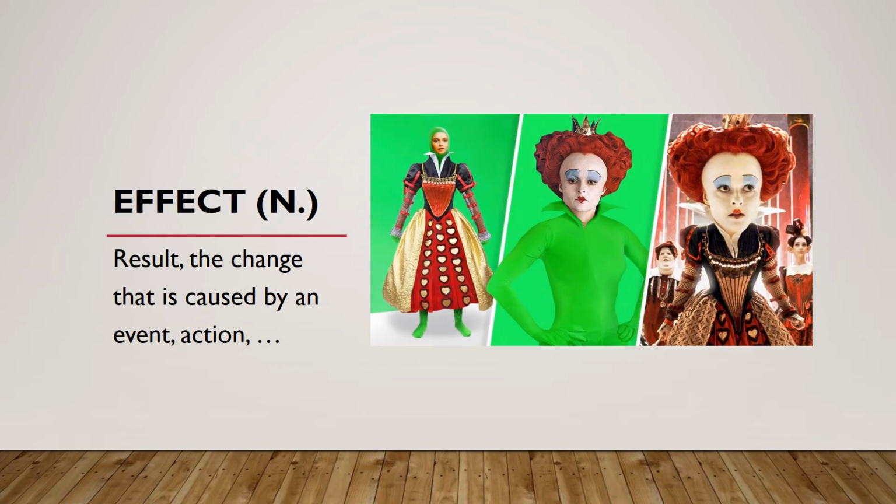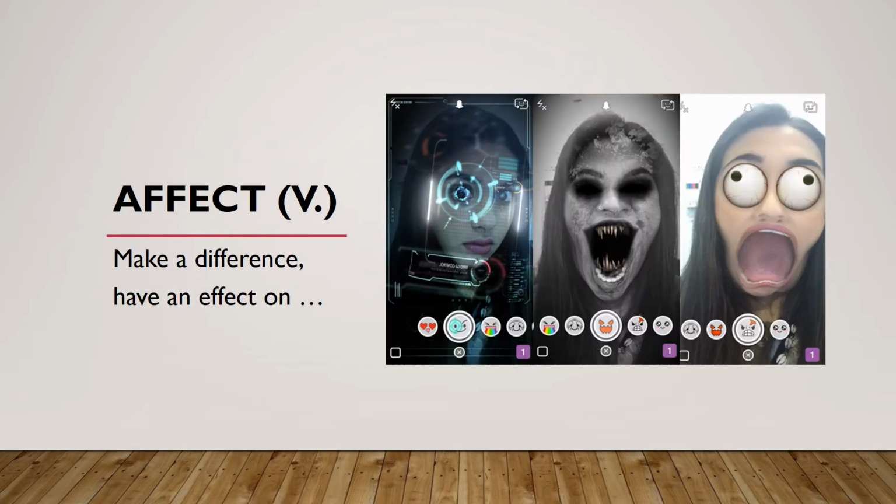Effect. Effect is a noun which means the result or the change that is caused by an event or action. For example, in this picture, there are some special effects done to the actress to make her look like the Red Queen with big head. Effect. The verb is affect. Affect is a verb which means to make a difference or have an effect on something. For example, this Snapchat application can affect the way you look. Affect.